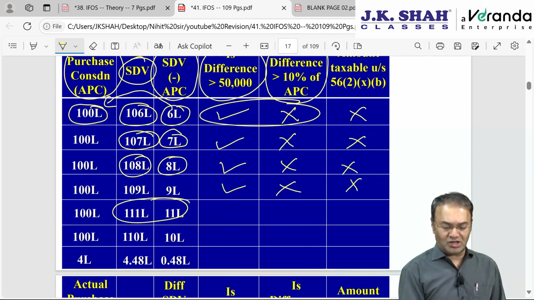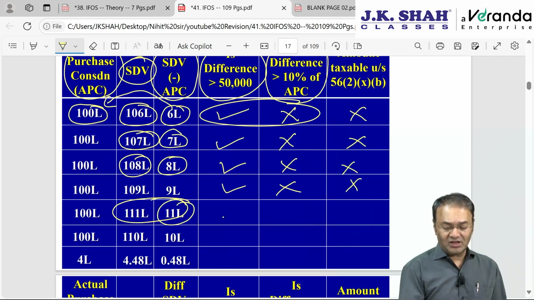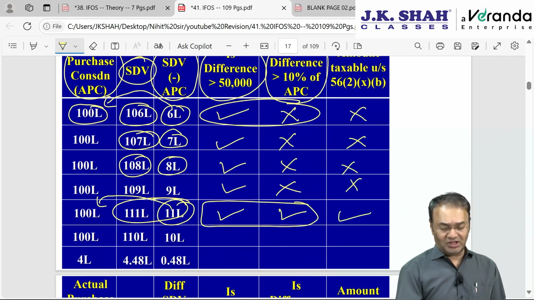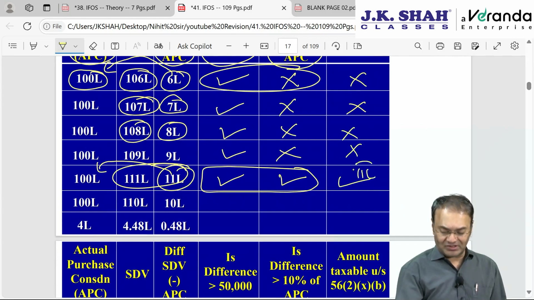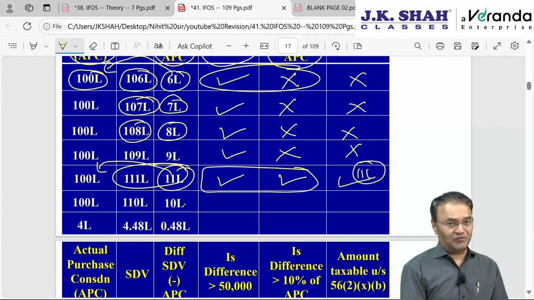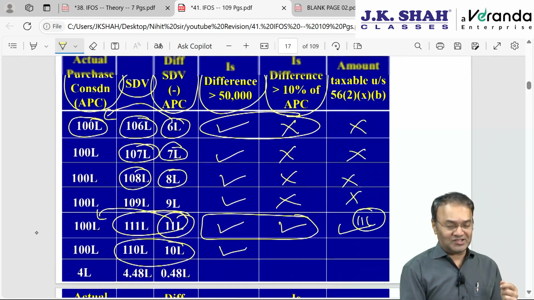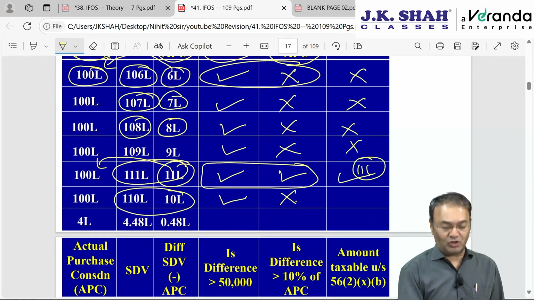Only in this situation, understand very carefully, stamp duty value is 111, difference is 11 lakh, the difference is more than 50,000 as well as more than 10% of 100. Both answers are yes, yes, then taxability will arise. How much will be taxable? Answer: the entire difference of 11 lakh will be taxable, whatever the difference is. However, if the difference is exactly 10%, as in this case, it is more than 50,000, but is it exceeding 10%? Answer: no, it is exactly 10%, therefore not exceeding 10%, therefore taxability will not arise.